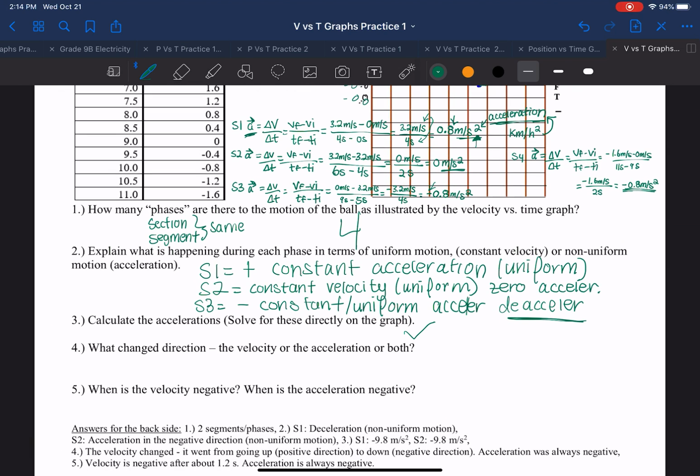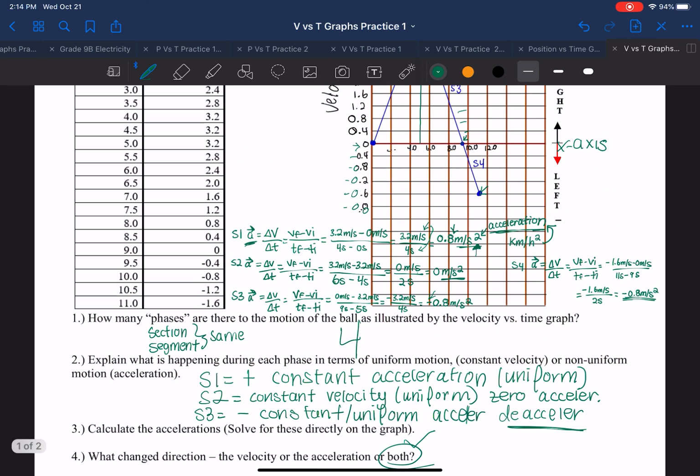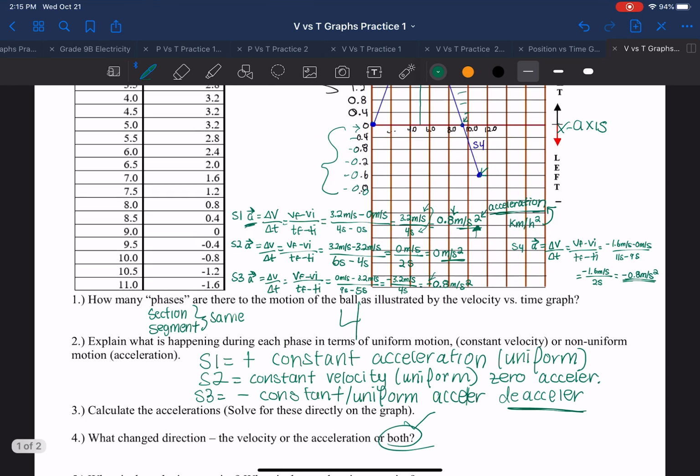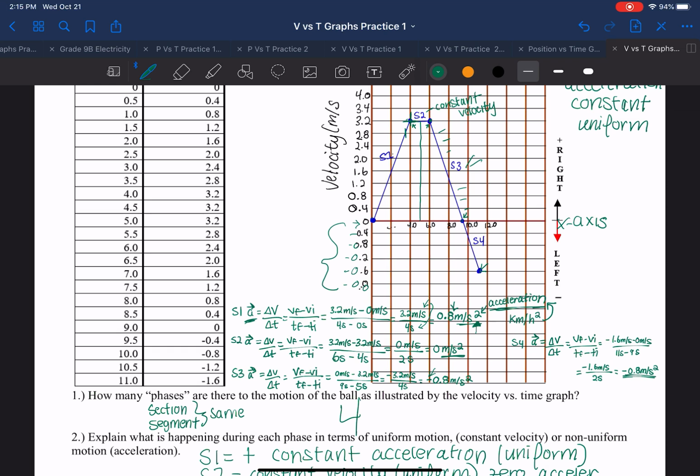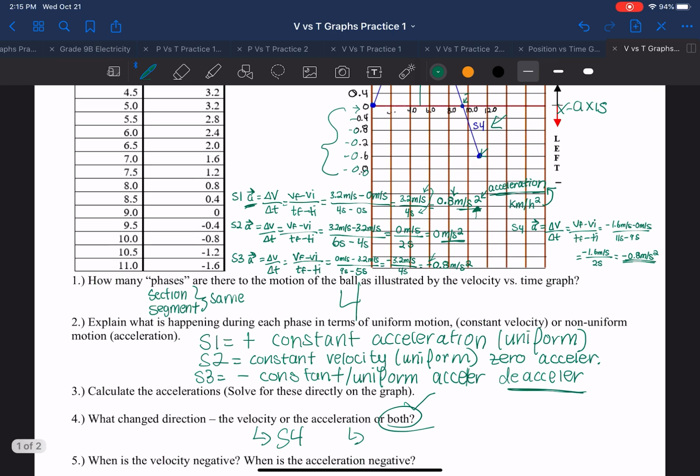Let's see question 4. What changed direction? The velocity, the acceleration, or both? Both. Okay, why both? Well, velocity changed negative right here at segment 4. It changed negative at segment 4, and then acceleration changed negative at segment 3 and segment 4. And you can see that with the accelerations you calculated and which values are negative.